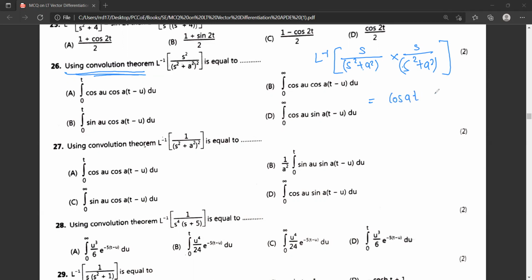Cos at convolution with cos at. Are you getting my point? Yes, sir. Cos at into cos at. This is the convolution. And how is the convolution defined?